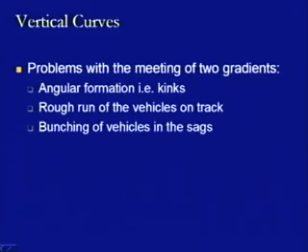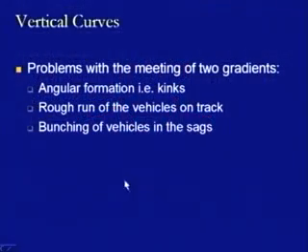Another problem which happens because of the gradients is bunching of vehicles in the sags. Sags are defined as the depressed portions of the gradients. If there is a falling line meeting an upward line, the point at which these two lines meet is the lowest point in this trajectory. This is what is a sag. At this point of sag there will be bunching of vehicles.